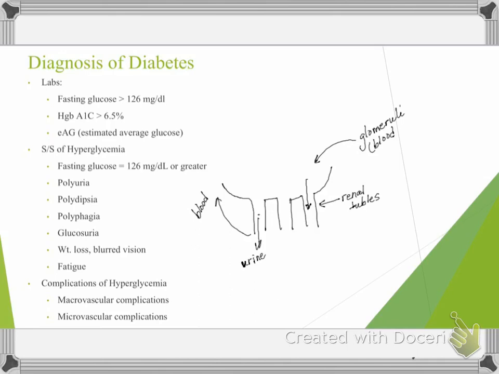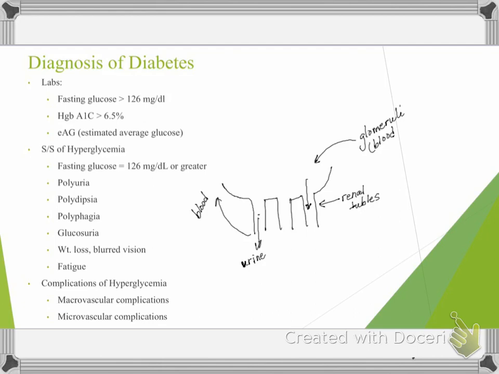And usually at the renal tubules, all of the glucose is taken back into the blood. None of it goes out in the urine. So when you start to see glucose in your urine, you know that the renal tubules are overwhelmed. They can't reuptake all that back into the blood, and so you have spilling of your glucose into your urine.